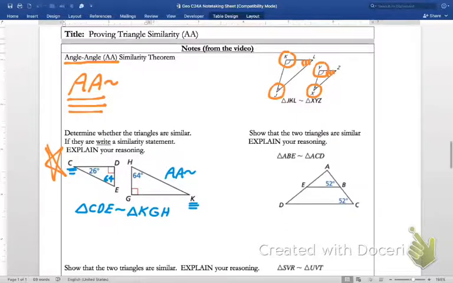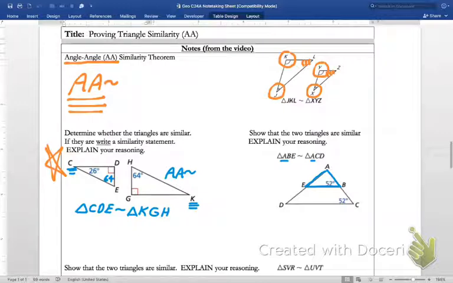Let's look at one more example. Show that the two triangles are similar. ABE, that is the small triangle right there, and ACD, the big triangle. So you'll notice we have a 52-degree angle that the little triangle in blue and the big triangle both have that are congruent. Now you'll also notice in the two triangles that they both have a vertex A.